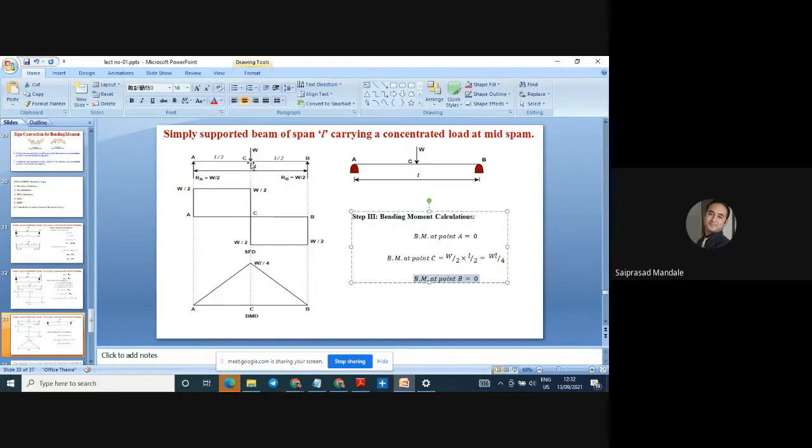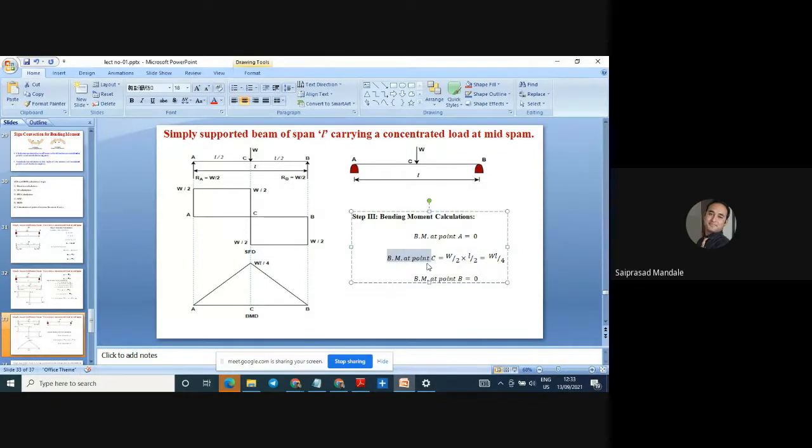Now we have to calculate the bending moment at point C. So RA into L by 2 is the bending moment at C. Force into distance is nothing but the bending moment. RA into L by 2. We are just focusing here: the word is bending moment at C.